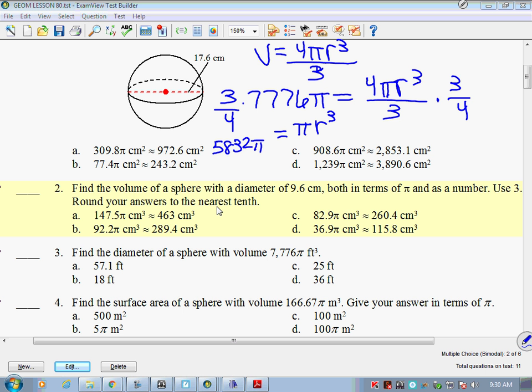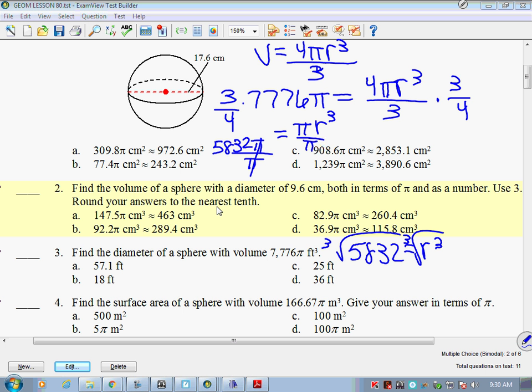You want to cube? Could I do something else first? Can I get rid of the pi's? Right? By dividing by pi on both sides? Is that going to cancel my pi's out? Yeah. If I divide by pi, pi's cancel because pi over pi is 1. So I'm really left with 5,832 equals r cubed. And he said to cube root it, right?